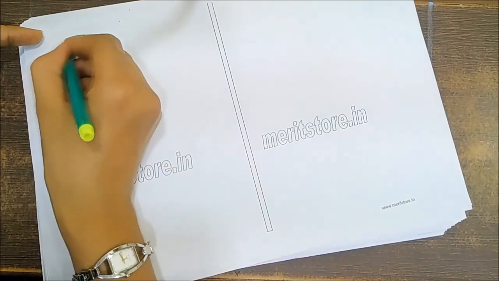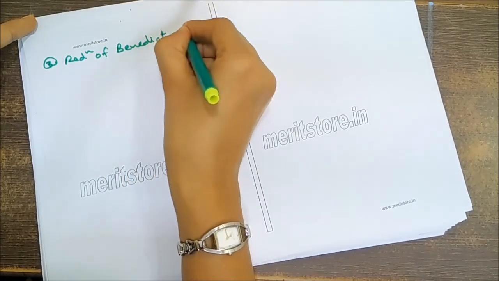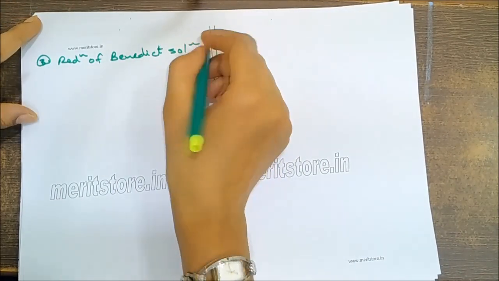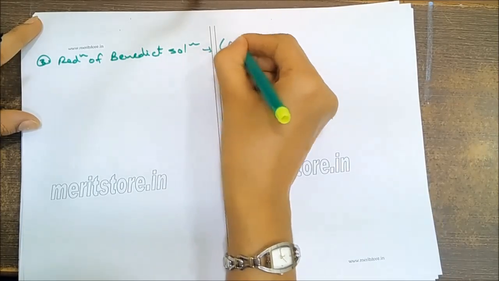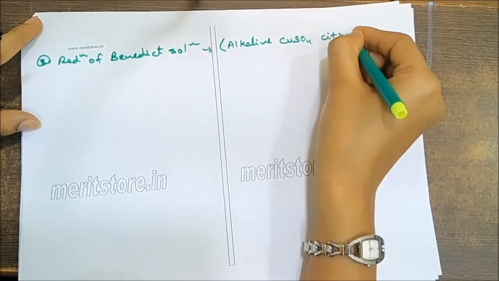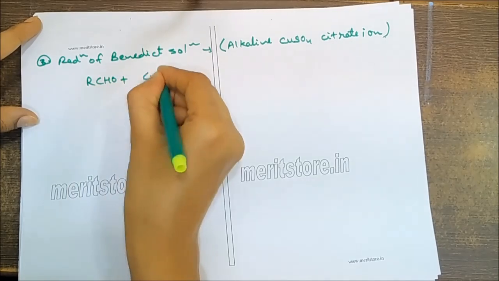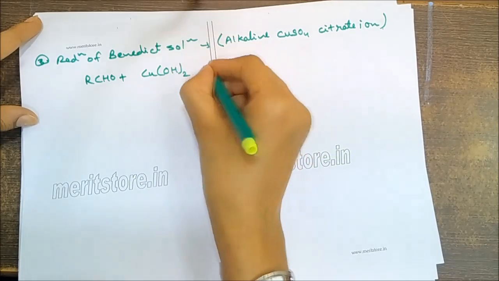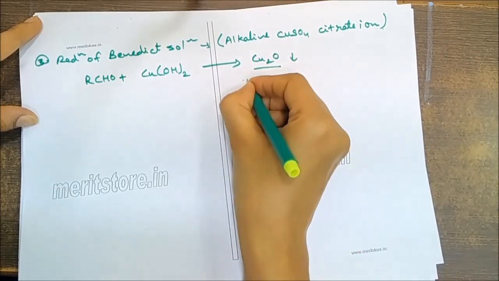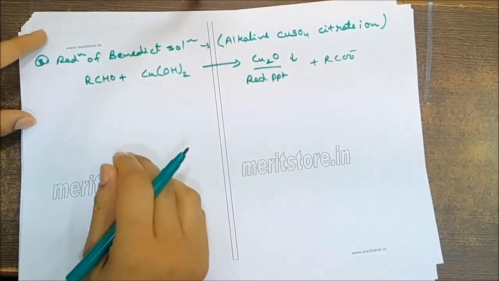Now next is reduction of Benedict solution. What is Benedict solution? This is alkaline copper sulfate containing citrate ion as complexing agent, and the reaction will occur like this. This is our cupric hydroxide, and it will reduce to cuprous oxide. It will give red precipitate and the salt of acid.